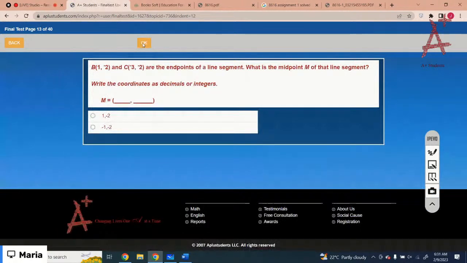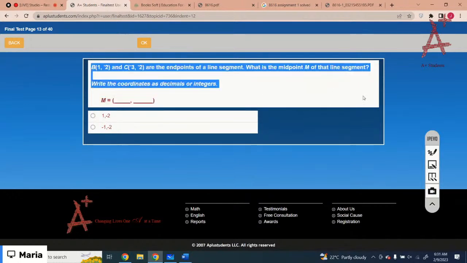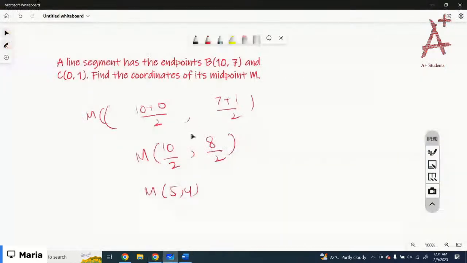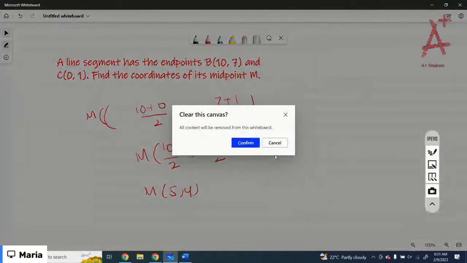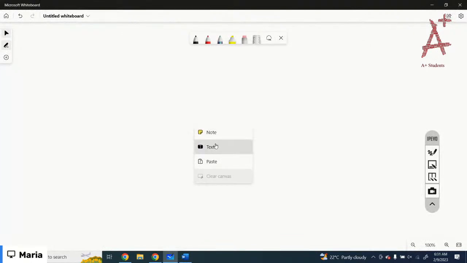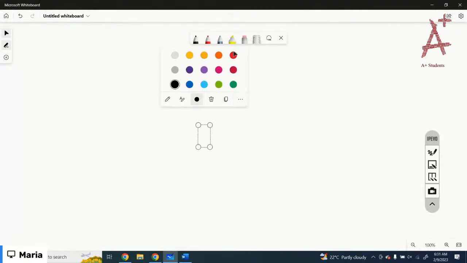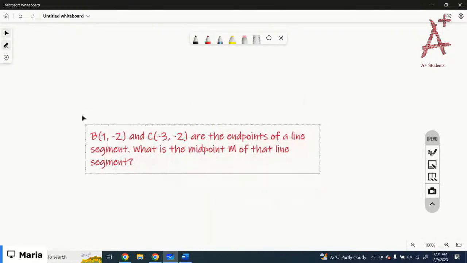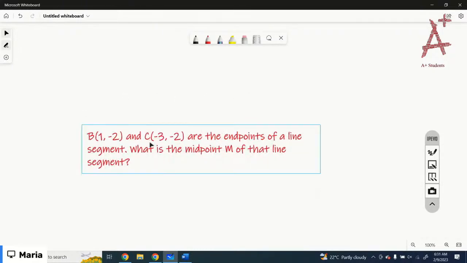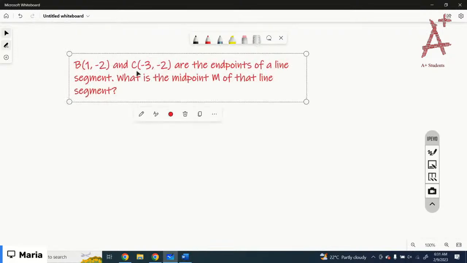B is 1, -2 and C is -3, -2, which are the endpoints of the line segment. What is the midpoint M of the line segment? So you have to calculate the midpoint. Okay, so just use the midpoint formula and calculate the midpoint.